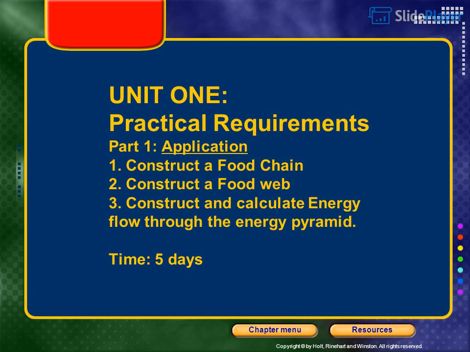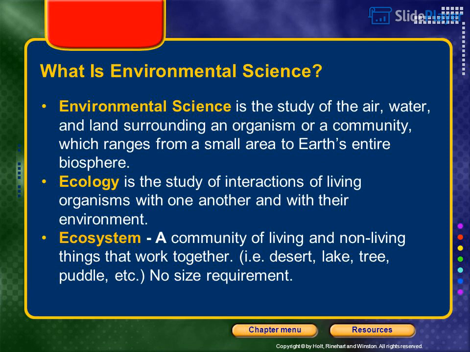Time, 5 days. What is environmental science? Environmental science is the study of the air, water, and land surrounding an organism or a community, which ranges from a small area to Earth's entire biosphere. Ecology is the study of interactions of living organisms with one another and with their environment. Ecosystem: a community of living and non-living things that work together, i.e. desert, lake, tree, puddle, etc., no size requirement.